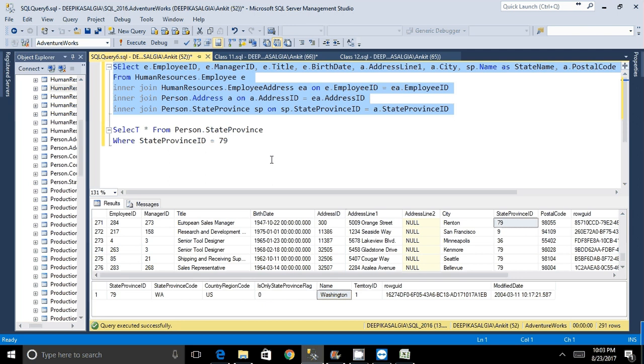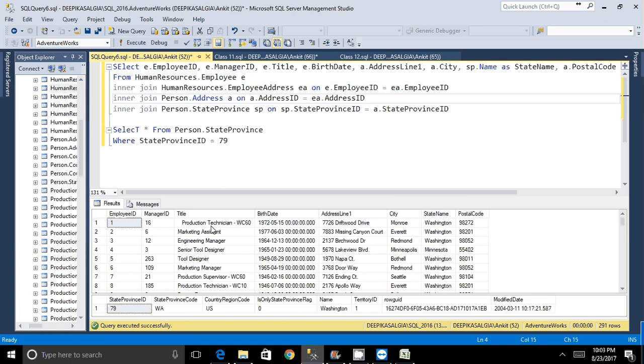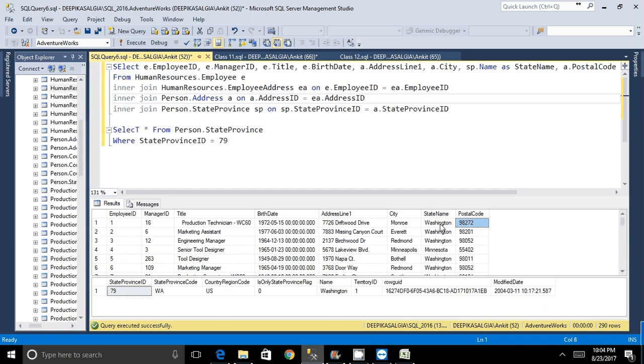All right. So if I run the query, let me run both of the queries. So see, now I'm getting employee ID 1, his manager, his title, his birth date, his address, his city, his state, his postal code. Right? So now I see Washington in here, which is much better than 79.